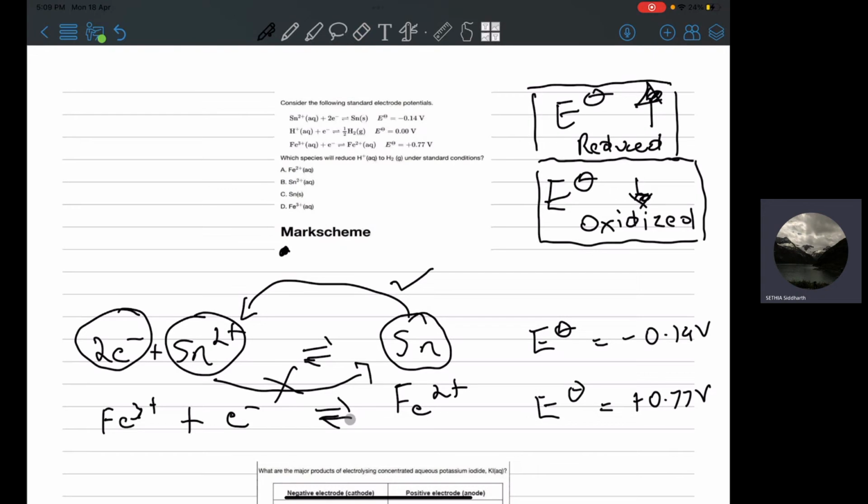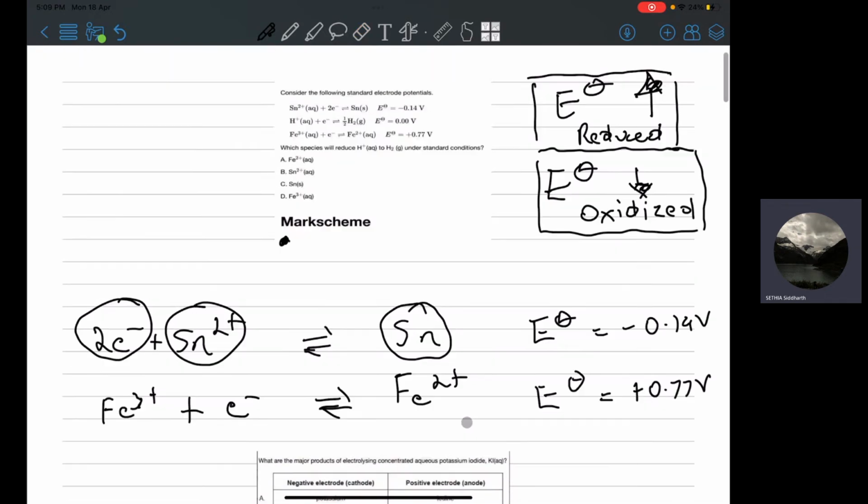Now let's look at the other side of things. Let's take a look at Fe3+. In this case, we see that this reaction over here has a very high electrode potential. And what does this tell us? This tells us that Fe3+ likes to gain an electron to form Fe2+. So the reduction reaction is more likely to happen.